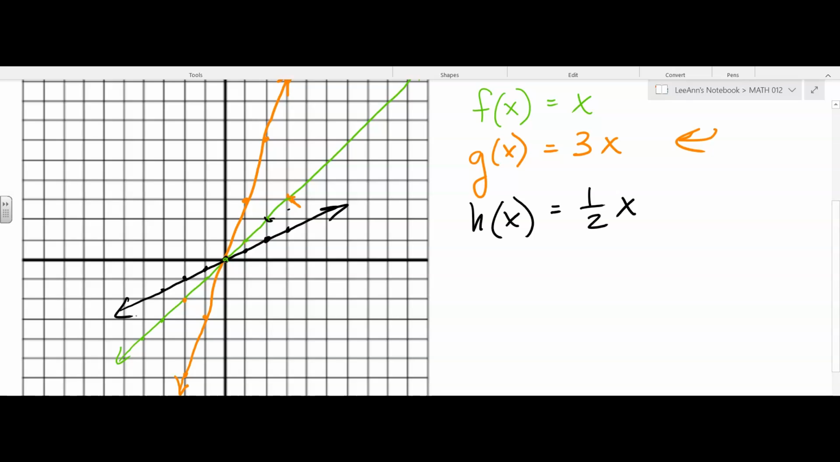Okay? So just showing you with the transformations how that's working, what it looks like.